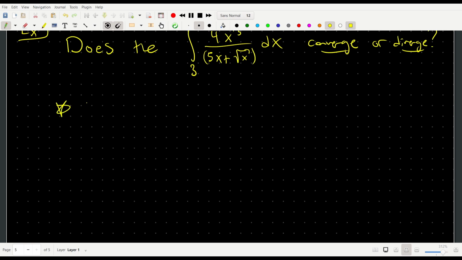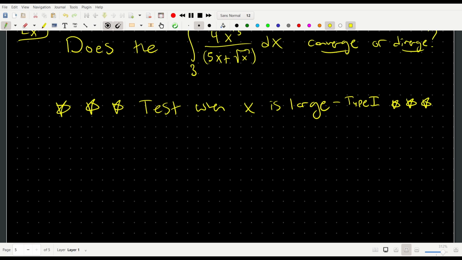I didn't do this first step on the previous problem, but sometimes a useful way to start off seeing whether you think it's going to converge or diverge is to test when x is large. This is for improper integrals of type 1. For improper integrals of type 2, you test when x is close to the point of discontinuity. But I want to point out here that we're not applying the theorem yet.